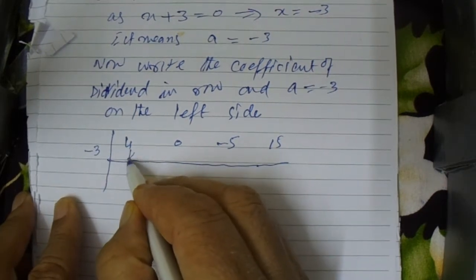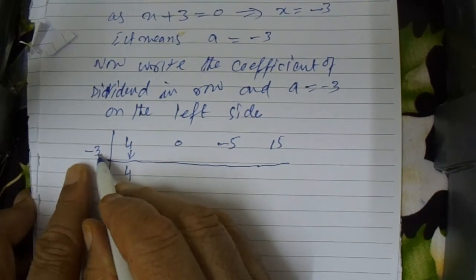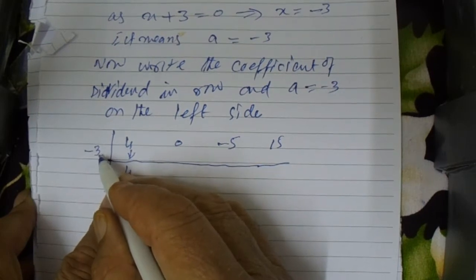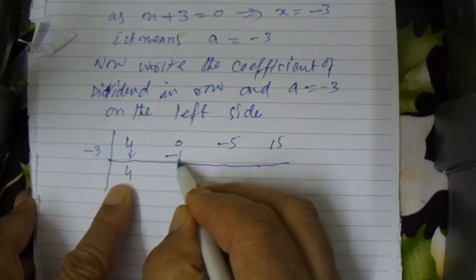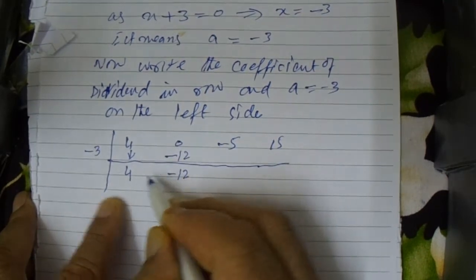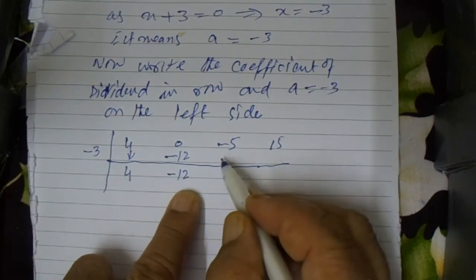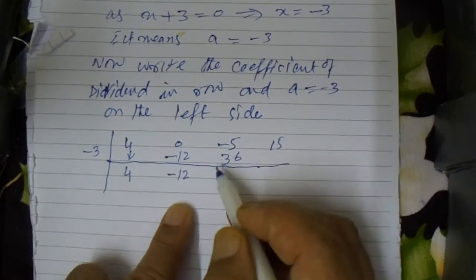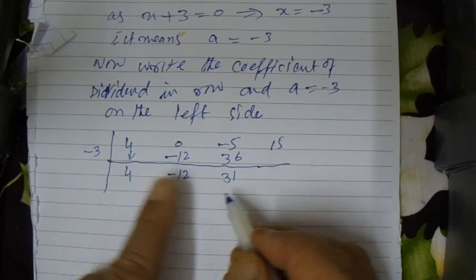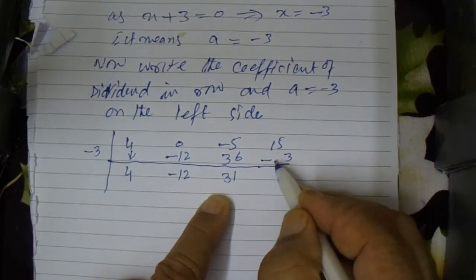First we write the same, this is 4, and now this minus 3 multiplied with this 4, minus 3 multiplied by 4 is minus 12. Minus 12 plus 0 is minus 12. Again, minus 3 multiplied by minus 12, we get 36. Now we write here 36, and we add, we get 31. Now minus 3 multiplied by 31 is minus 93.